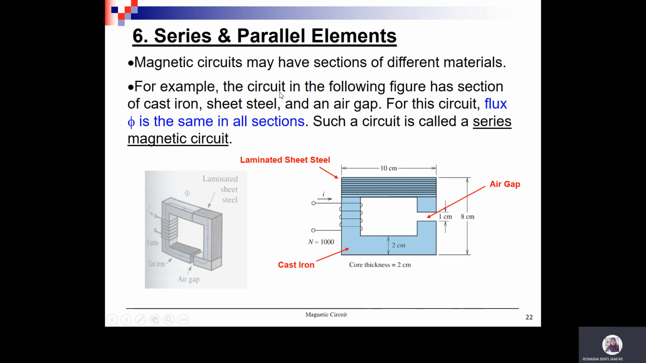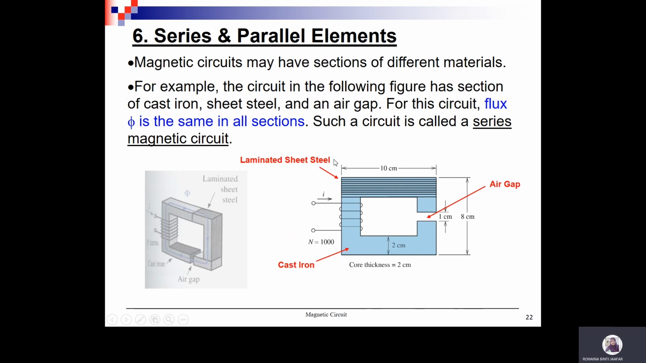So, for example, the circuit in the following figures has sections of cast iron, sheet steel, and an air gap. So you have a magnetic circuit here, but your magnetic circuit has different materials. You have the laminated sheet steel type, and then you have the cast iron type, and then you have one air gap.